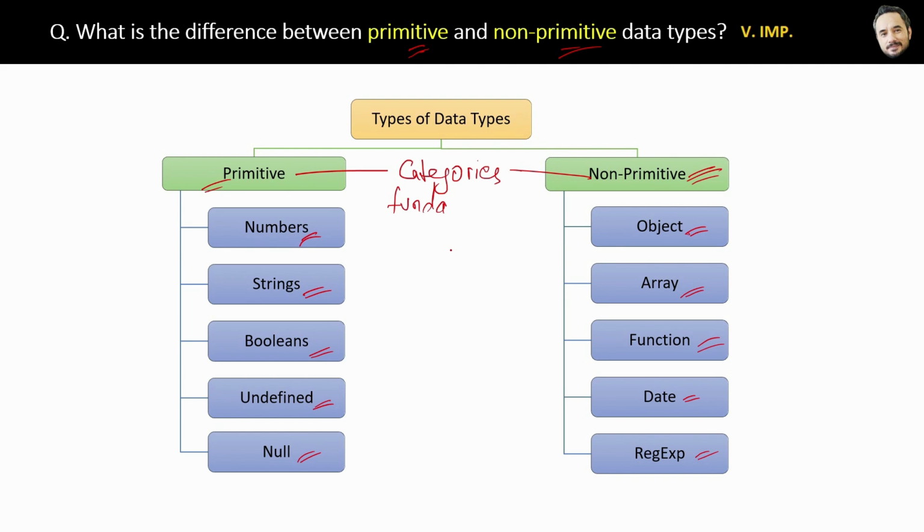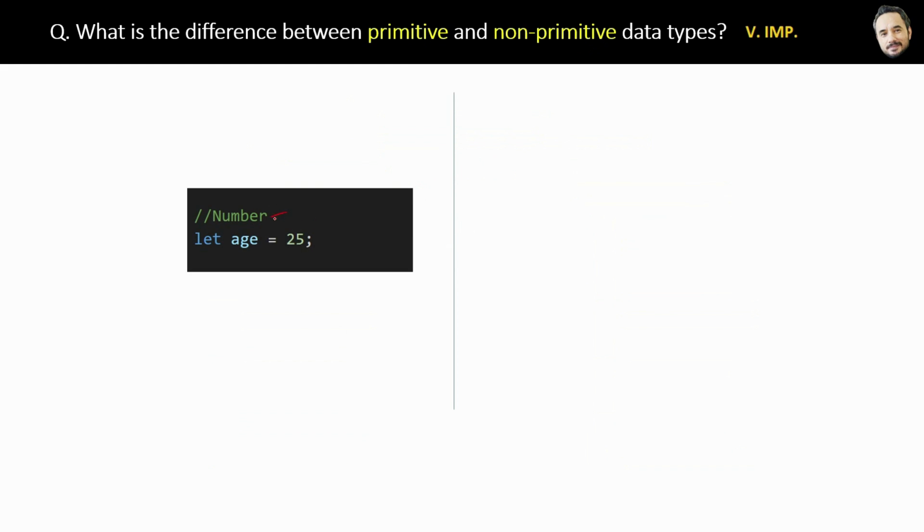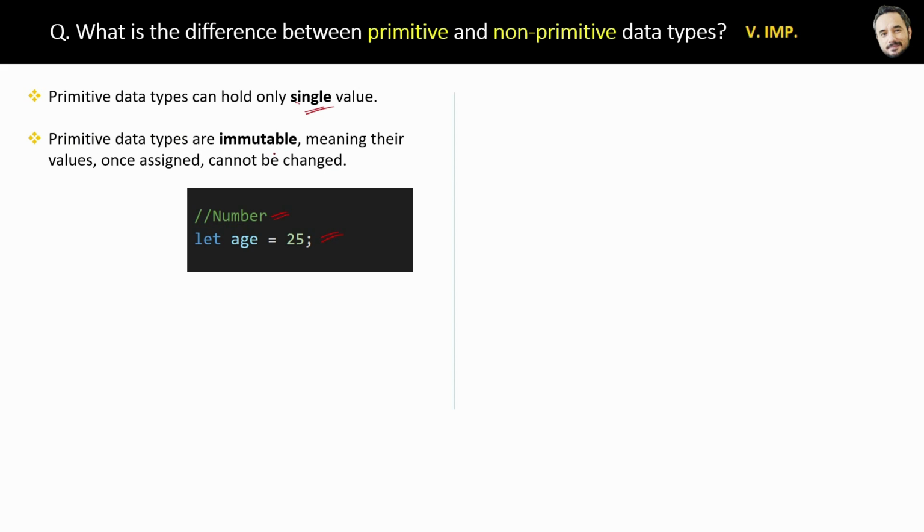Let's talk about primitive data types first. And here is one primitive data type, number. The first point about primitive data types is that they can hold only a single value, which is why we also call them simple data types. The second point about them is that primitive data types are immutable, meaning their values once assigned cannot be changed.